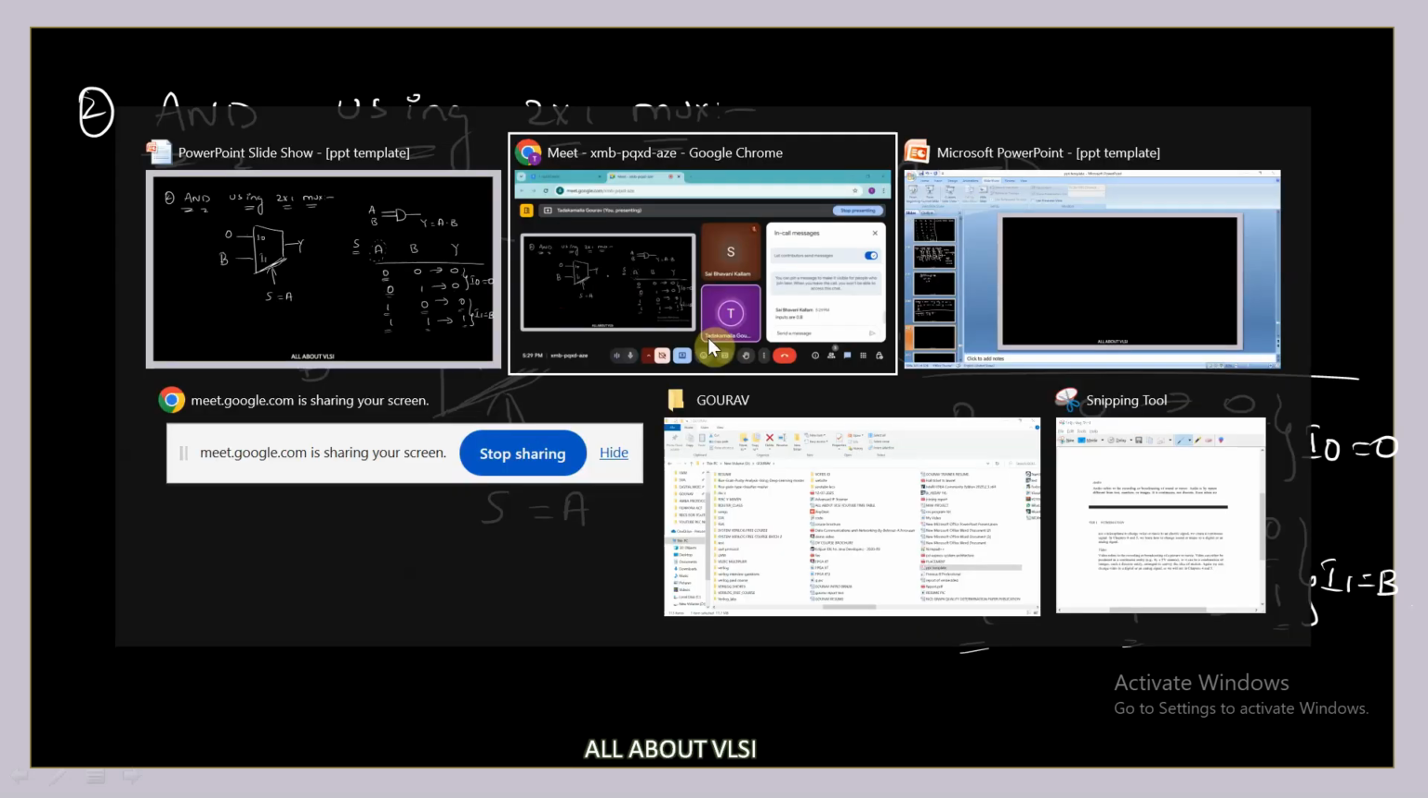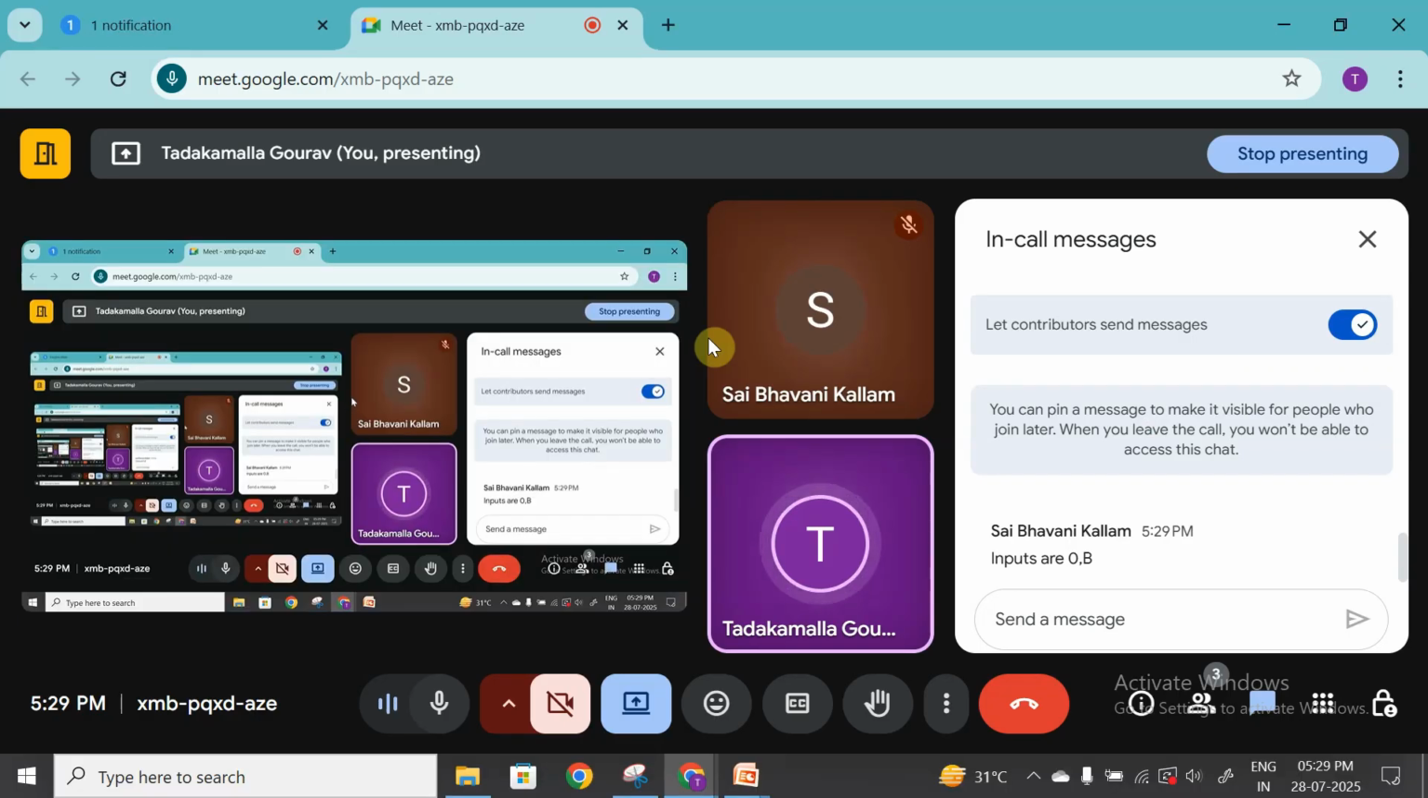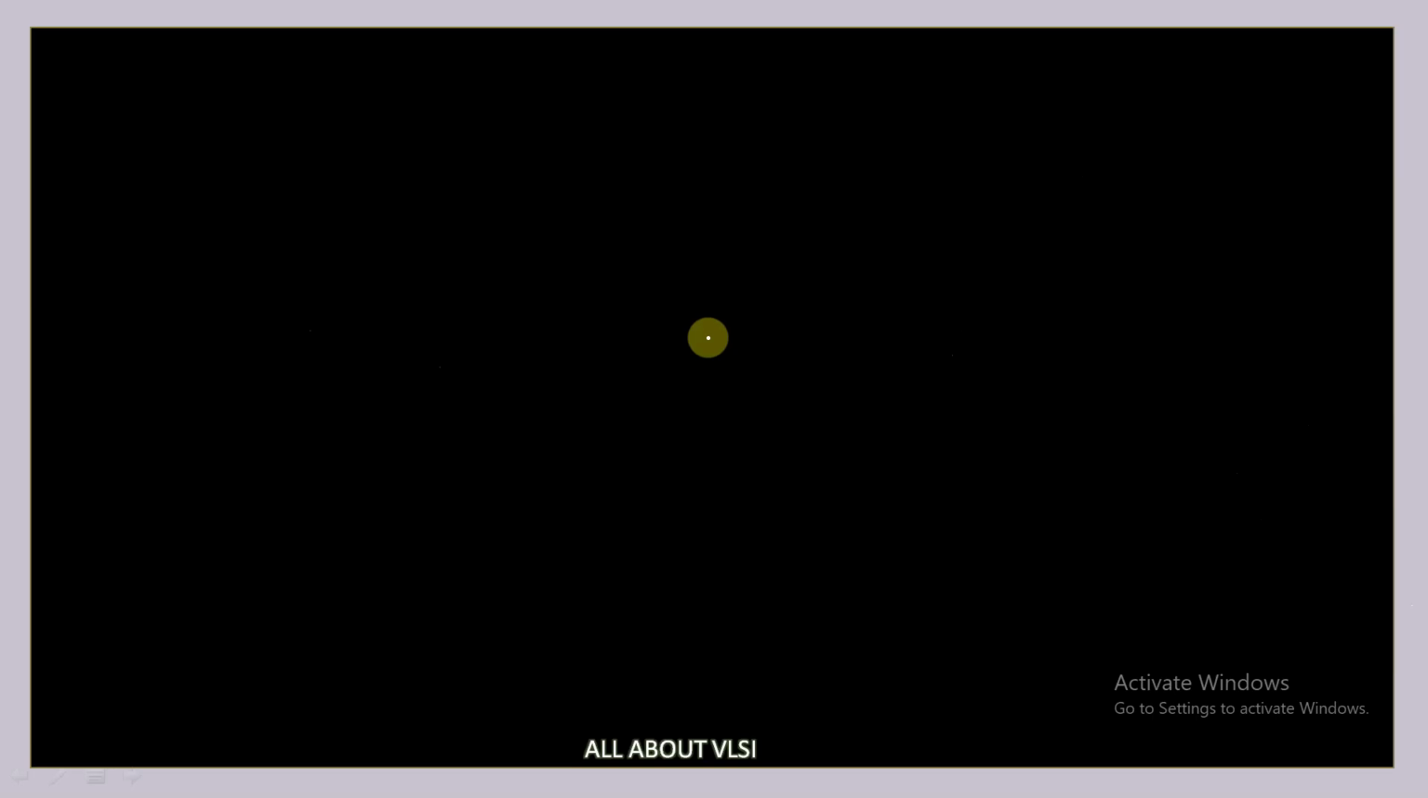Is it clear? AND gate using 2 cross 1 mux. Inputs are 0 comma B. Exactly, correct. Okay. Next, try for the OR gate also. Try and tell me what are the inputs and what are the select lines.